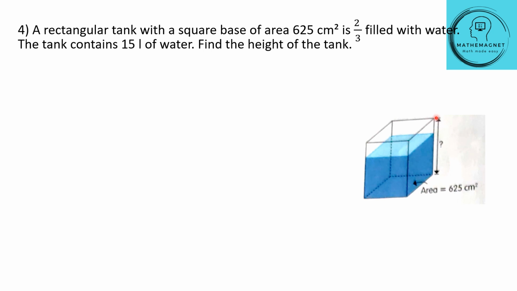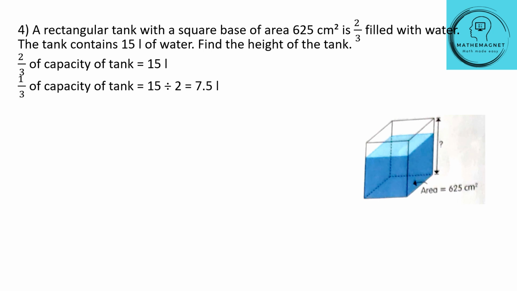They've asked us to find the height of the tank. However, they've given us the information that the tank is 2/3 filled with water, and that 2/3 fill of water means it has 15 liters of water in it. To find the height, first we will say 2/3 capacity of the tank is 15 liters. So what is the full capacity of the tank? We'll have to find what is 1/3 capacity of the tank first. So 2/3 of the capacity of the tank is 15 liters.